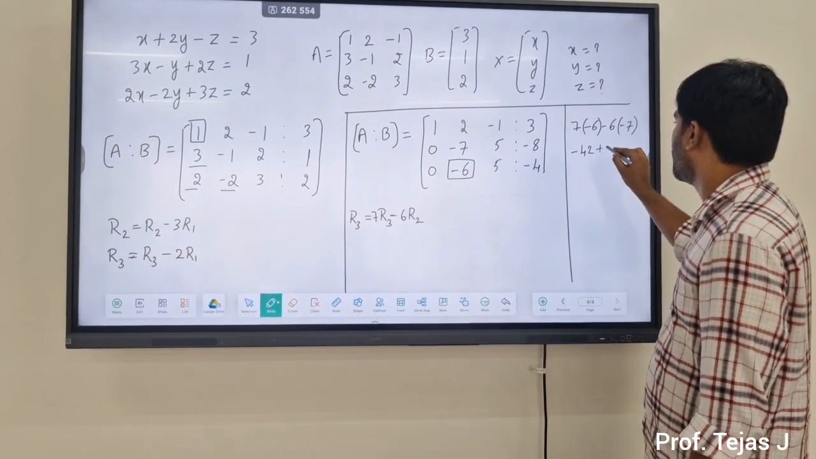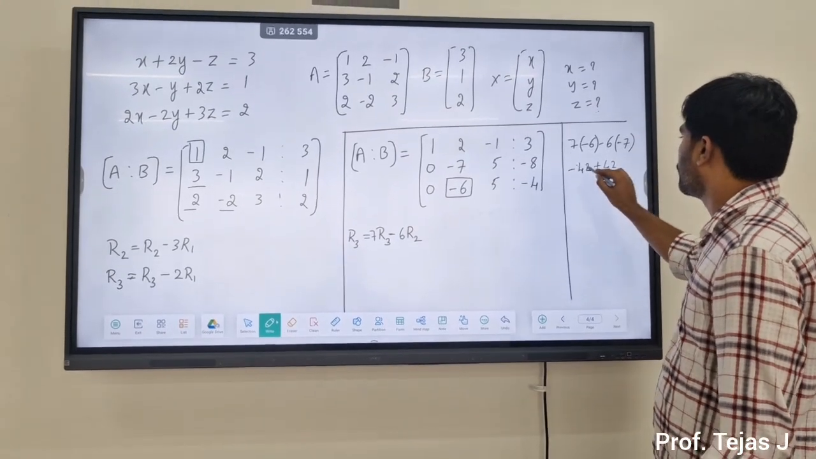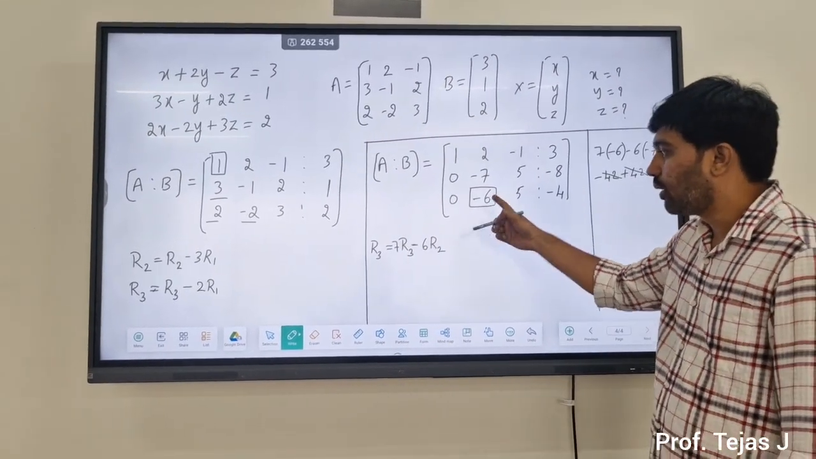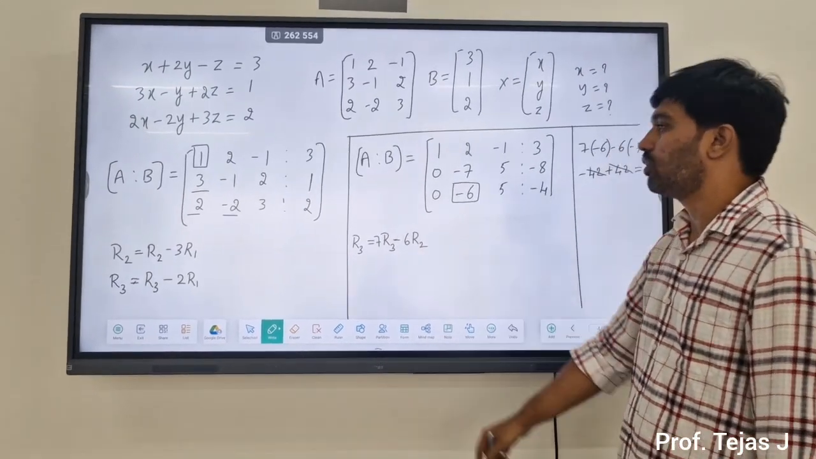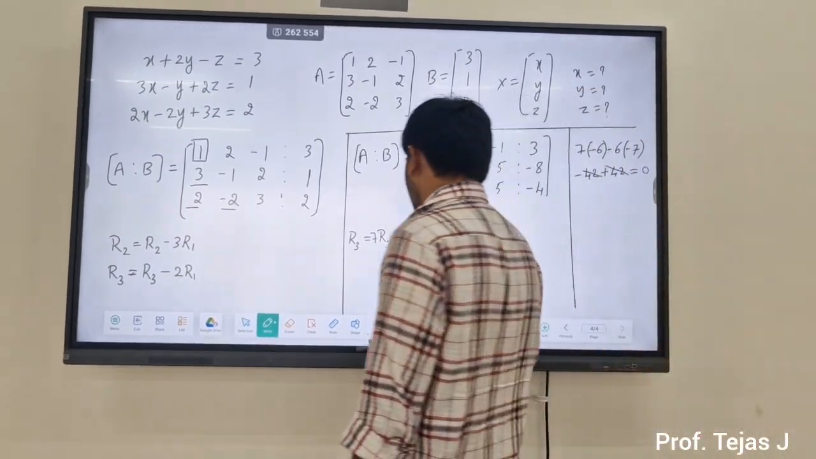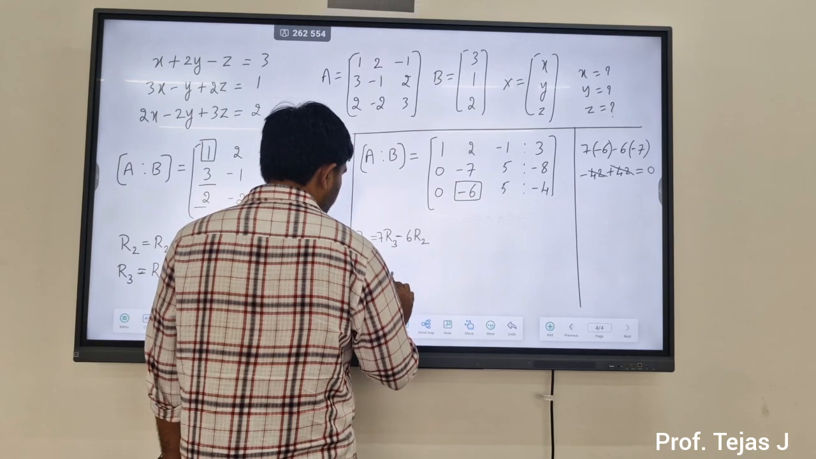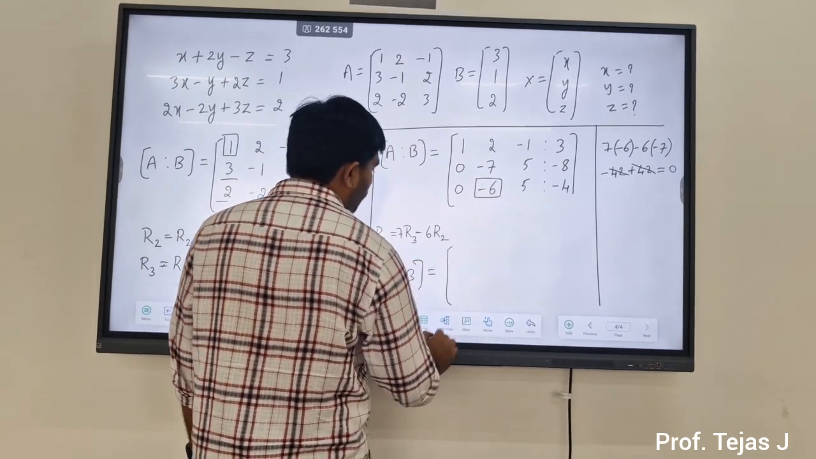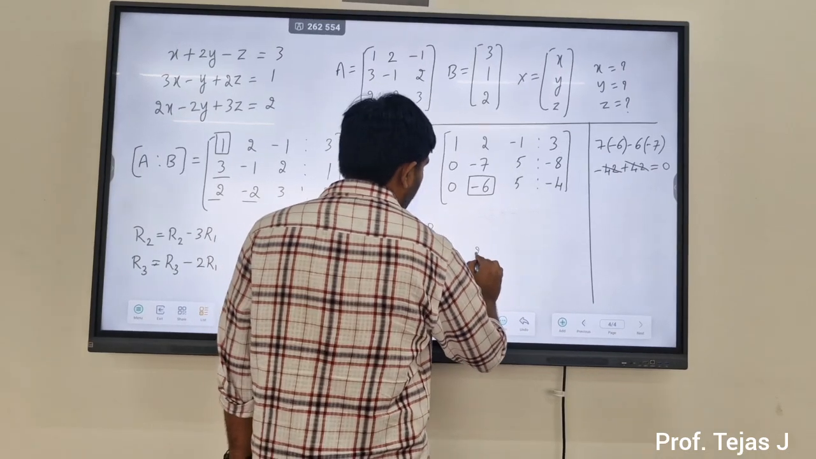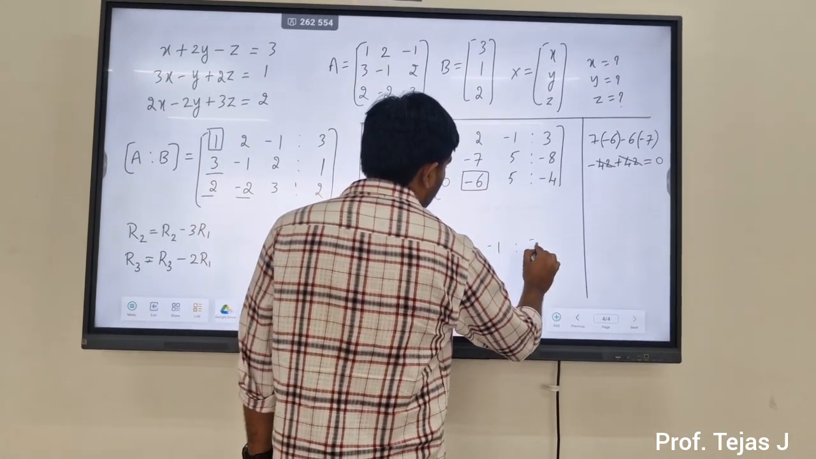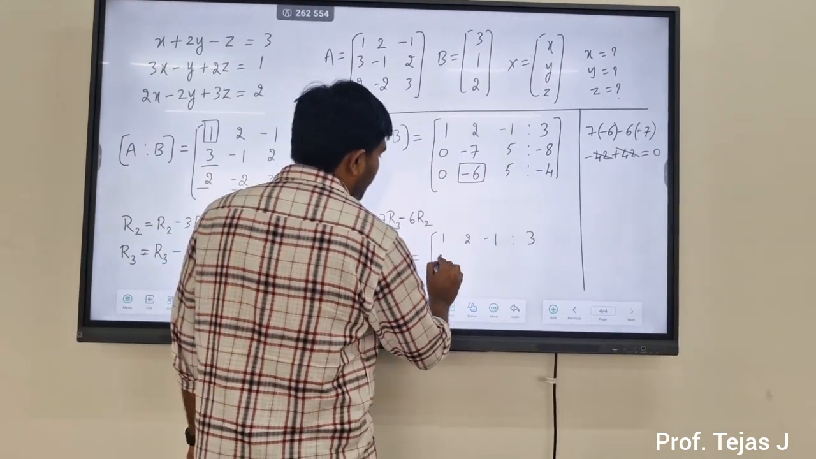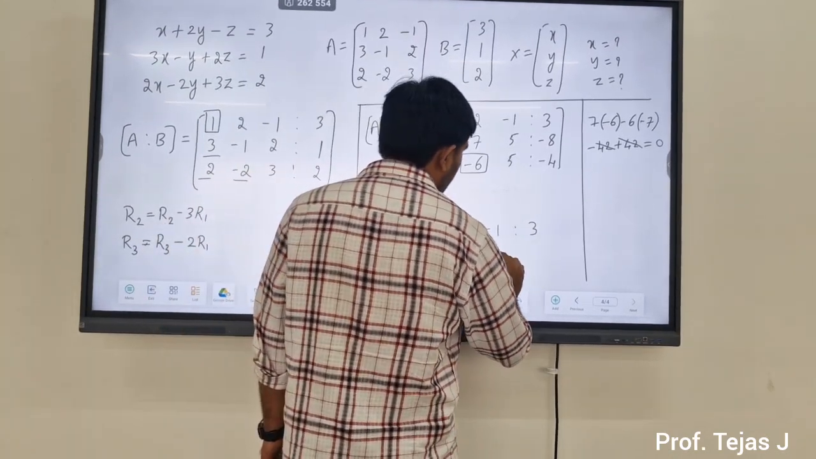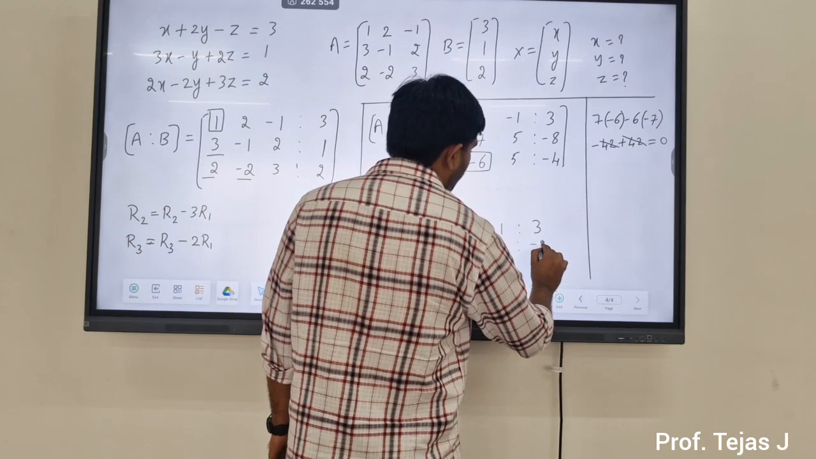Minus into minus is plus 42. So minus 42 and plus 42 will be the value of 0. Yes, now the operation we have considered is right. So let's rewrite the augmented matrix, which has the values 1, 2, minus 1 and 3. And the second row will be the same, which is 0, minus 7, 5, then minus 7.